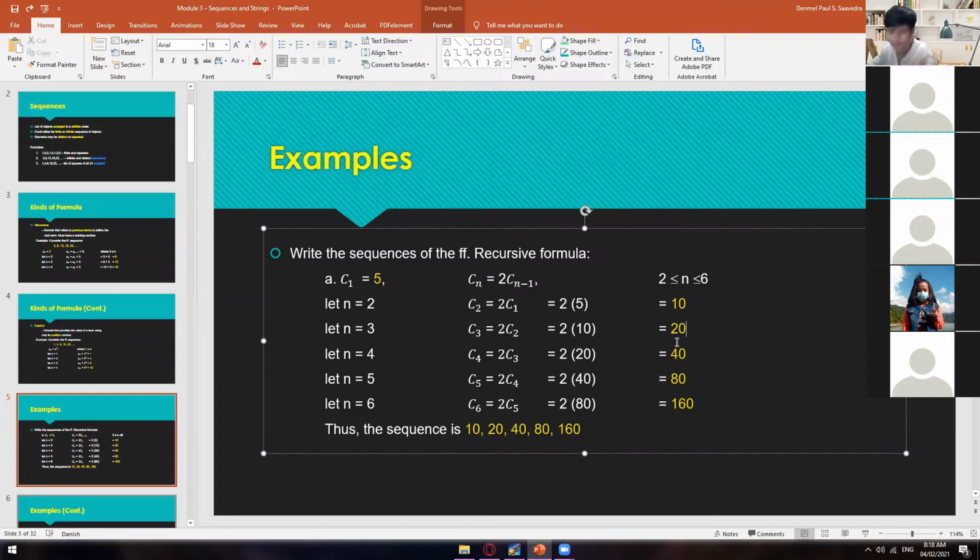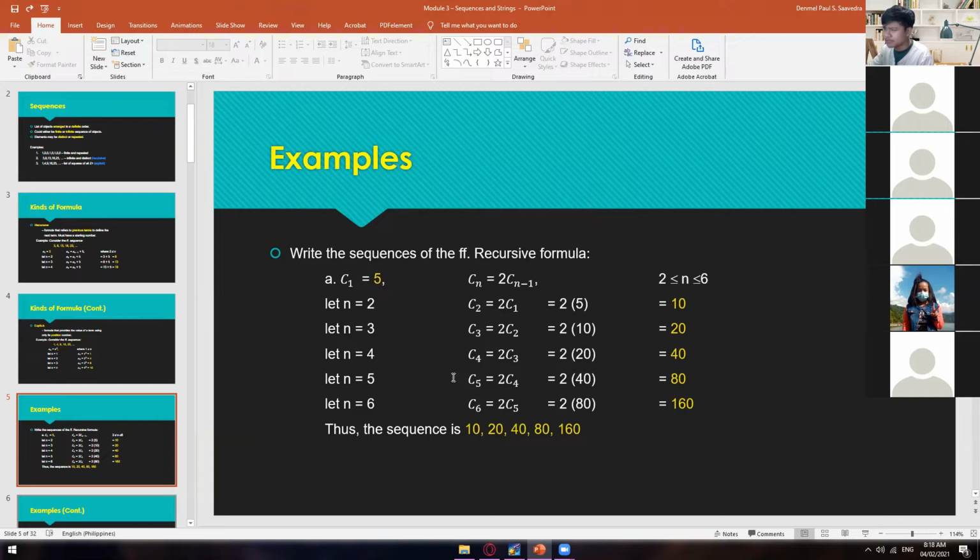And then just keep on doing that. Just substitute the last value into the formula and multiply it by 2, and then you will be able to get the sequence. So from here, we have 10, 20, 40, 80, 160. It keeps on doubling its past term. Just multiply by 2, by 2, by 2, by 2, by 2. All right.